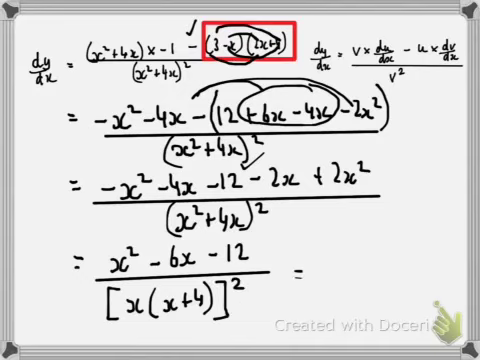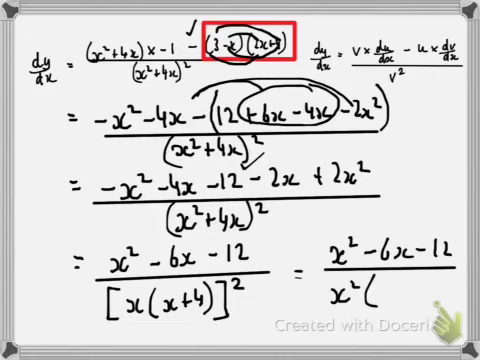That's going to equal x squared minus 6x minus 12 over, now if I remove the square bracket, we get x squared times x plus 4 squared. And we're done for that problem.